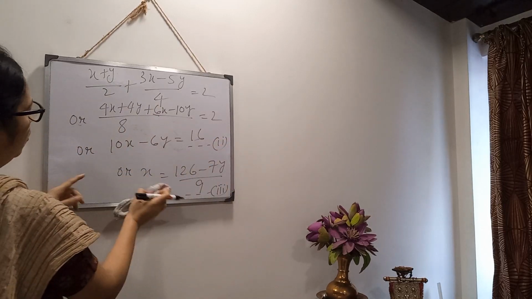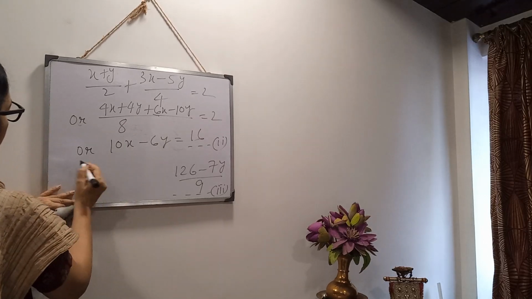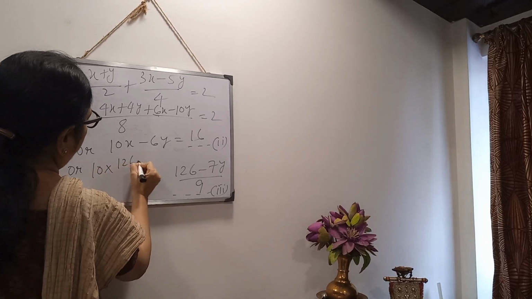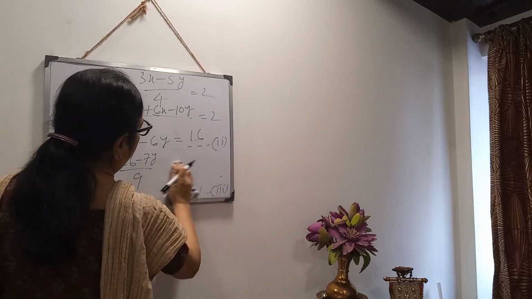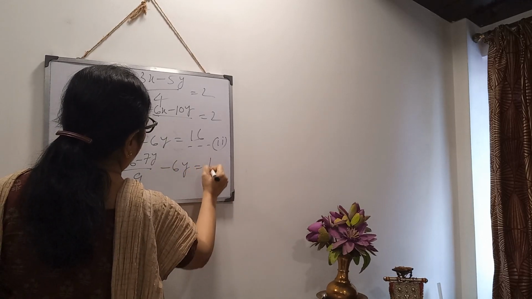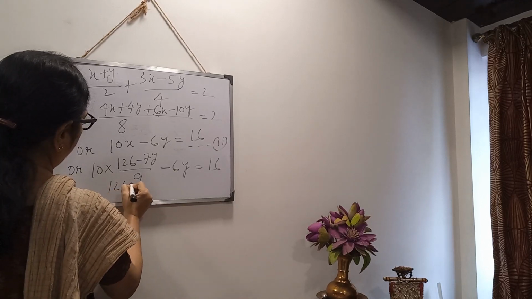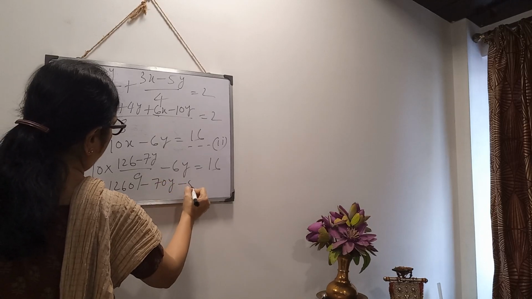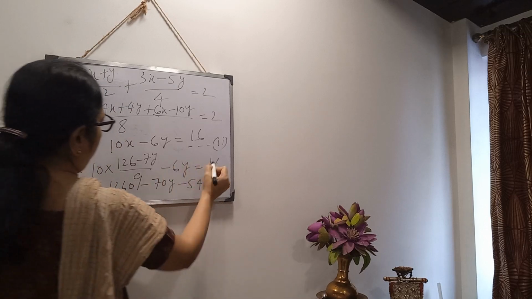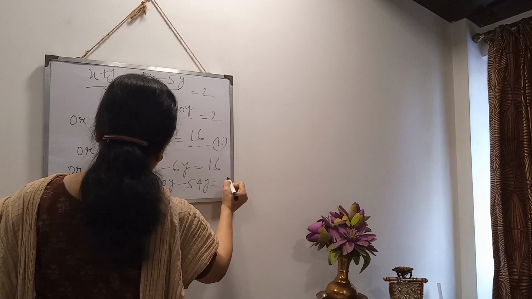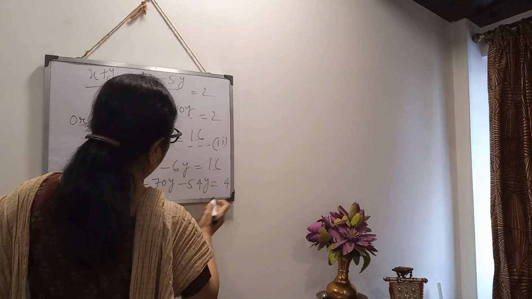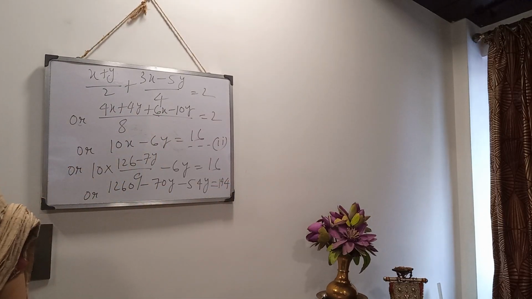Substituting the value of x here, x is this, or 10 into 126 minus 7y by 9 minus 6y equals to 16, or that is a big multiplication. 1260 minus 70y minus 54y equals to 9 into 16, 144.